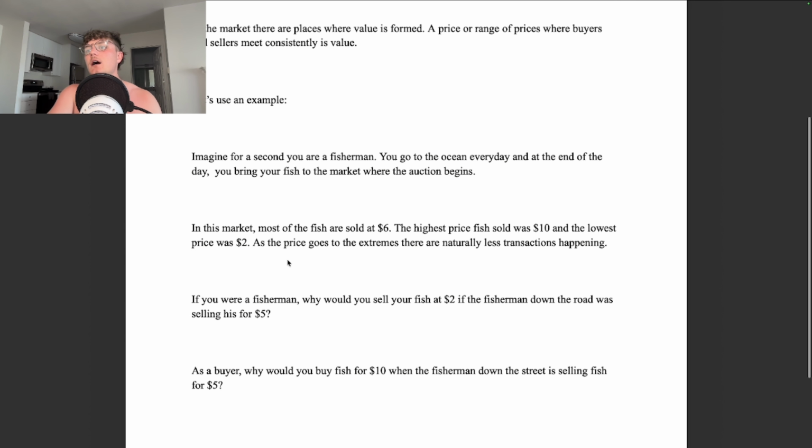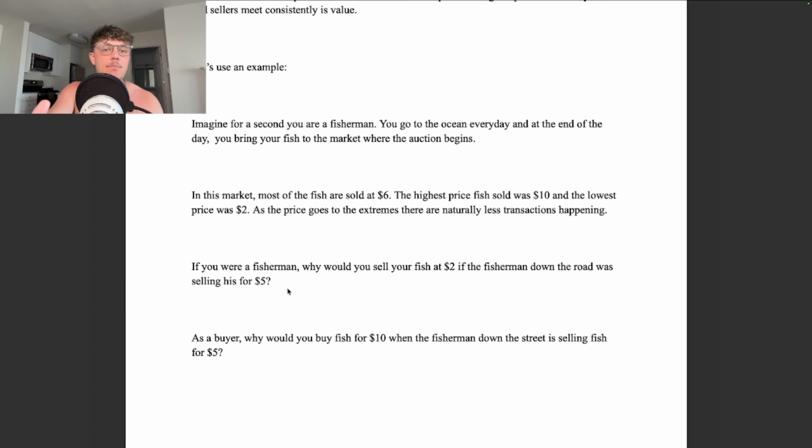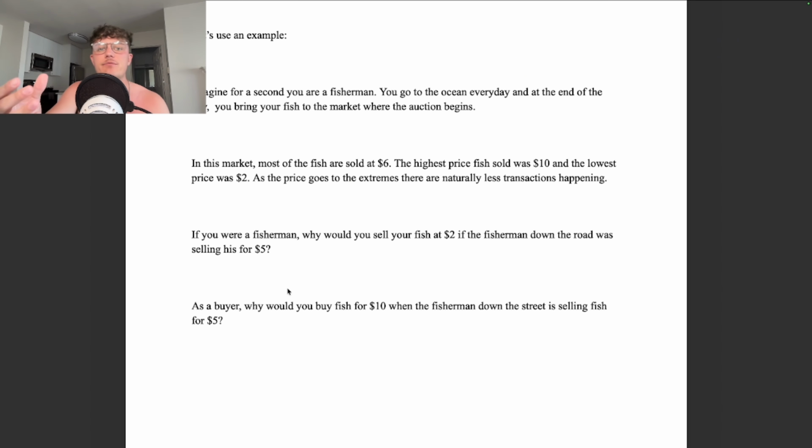Now, the same goes for a buyer. A buyer would be very unwilling to buy at $10, what we would consider a premium, right? If you think about where the prices are and where value is at $6 and the premium is 10 and the discount is 2. And so we always want to buy at the discount and sell at the premium, right?